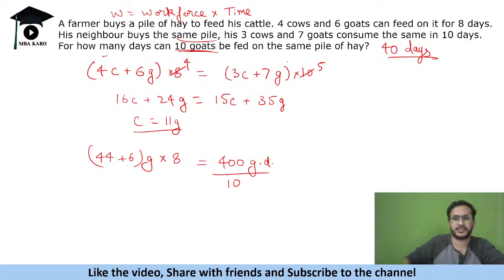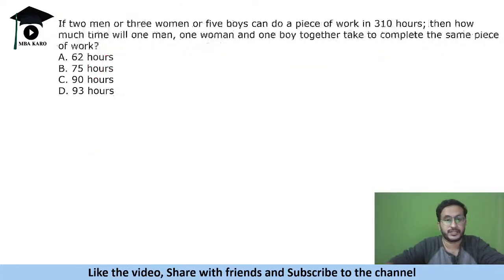ठीक है, अगर इसमें भी रख लेते ना, तो 3 cows will be 33, 33 into plus 7 is 40, 40 into 10, और यहाँ पे 10 से डिवाइड कर लेते क्योंकि 10 goats हैं, so you would get 40 days as the answer. ठीक है, so workforce into time is the total work done. चलो let's see the next question.